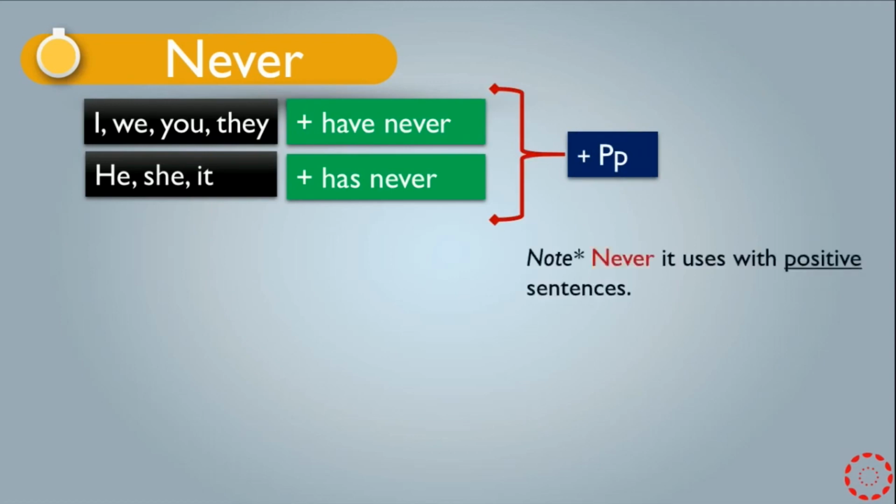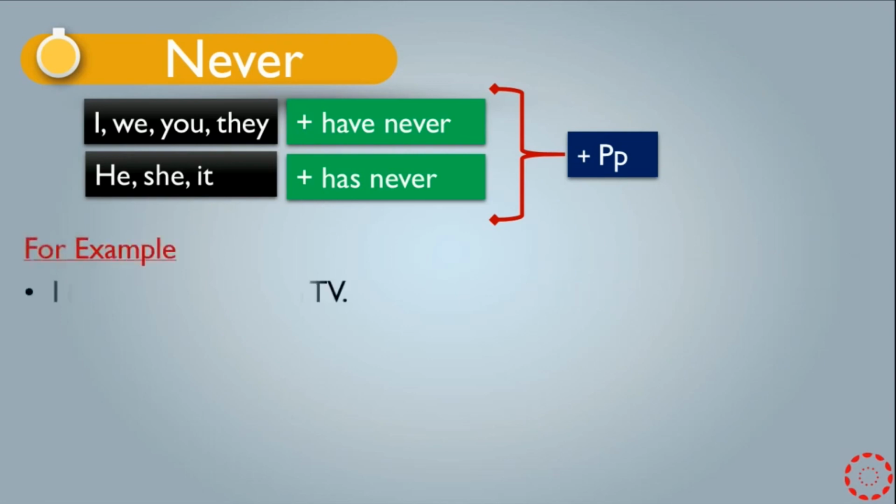Note, you have to know that before examples, never is used with positive sentences. We can use never only with positive sentences. We cannot use it with questions and negatives, okay? It's always used with positive sentences.